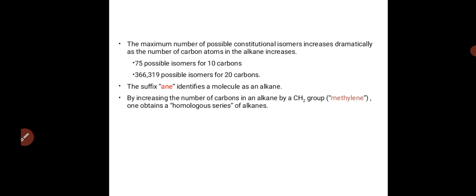Remember we told you last time that a homologous series is the series in which each individual member of a particular family is increased by CH2. So as you increase the CH2 in a particular compound, that CH2 is known as methylene.